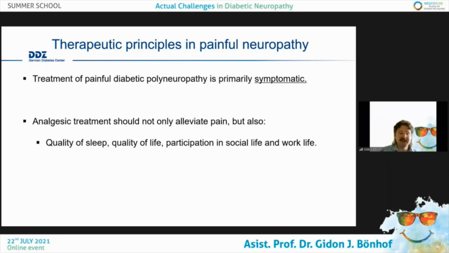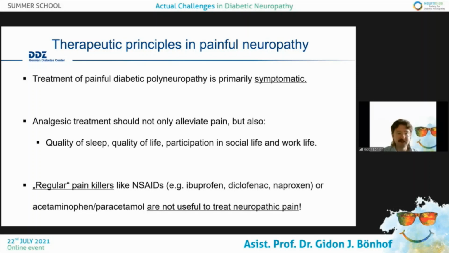The role of analgesic treatment is not only to alleviate pain, but also to improve the quality of sleep and quality of life, to help the patients to participate actively in their social life and work life. Because the problem of pain is not only the pain sensation, but also everything that comes with it. The whole life can be disrupted by chronic pain. So the symptomatic treatment should be initiated early to avoid chronification of pain and all the sequelae.